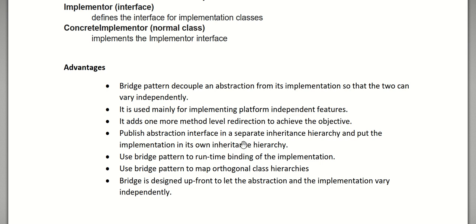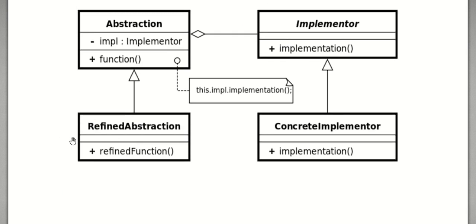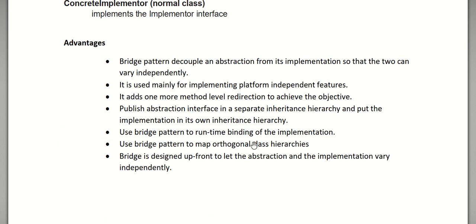Publish abstraction interface in a separate inheritance hierarchy and put the implementation in its own inheritance hierarchy. So this is a separate hierarchy. Today I have an SMS message, I have an email message. Tomorrow if I want an MMS message, it will be added as MMS message, which inherits from this abstraction. This is a separate category, and the implementer basically sends all these kinds of messages. So tomorrow if I introduce the MMS message sender, then it will come into this particular category of inheritance. That's what this point speaks about.